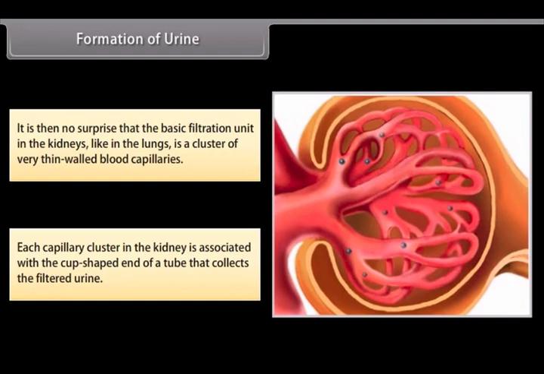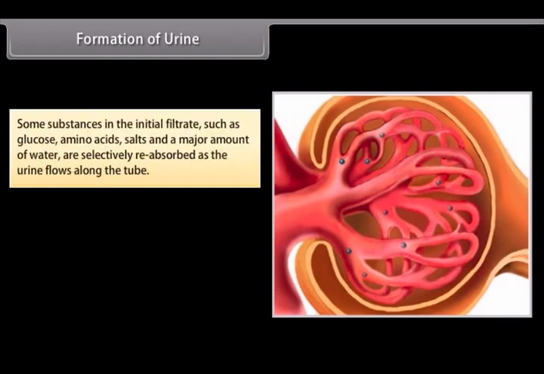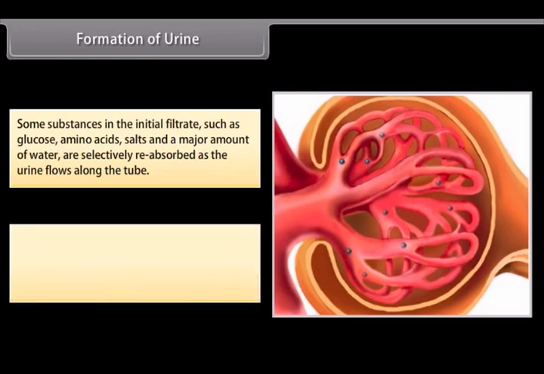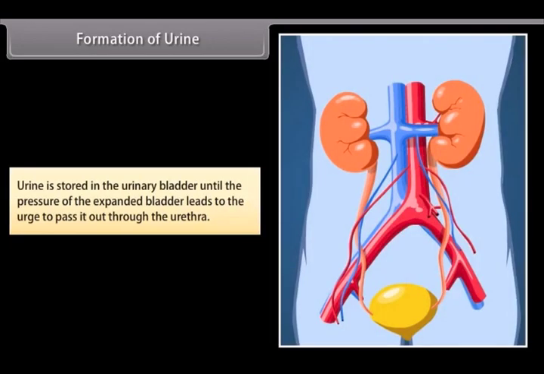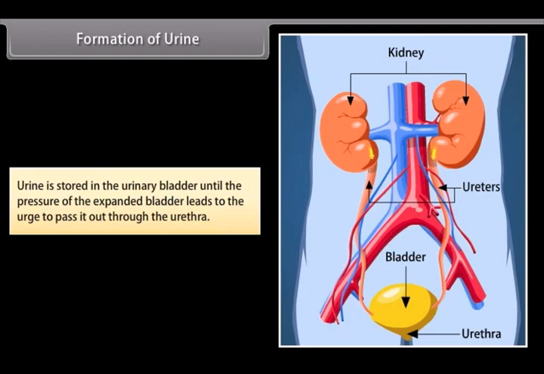Each capillary cluster in the kidney is associated with a cup-shaped end of a tube that collects the filtered urine. Some substances in the initial filtrate, such as glucose, amino acids, salts, and a major amount of water, are selectively reabsorbed as the urine flows along the tube. The amount of water reabsorbed depends on how much excess water there is in the body and on how much dissolved waste there is to be excreted. Urine is stored in the urinary bladder until the pressure of the expanded bladder leads to the urge to pass it out through the urethra.